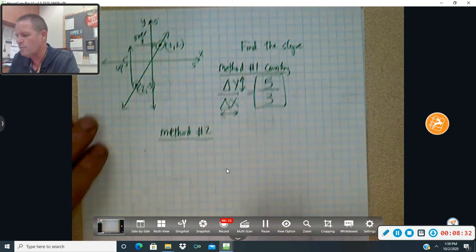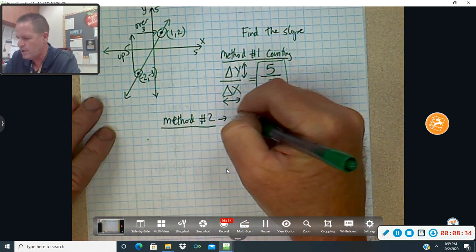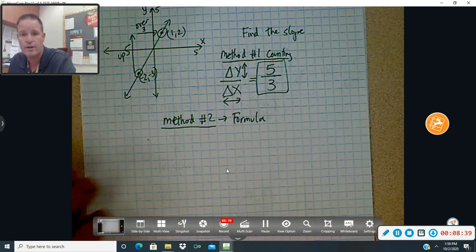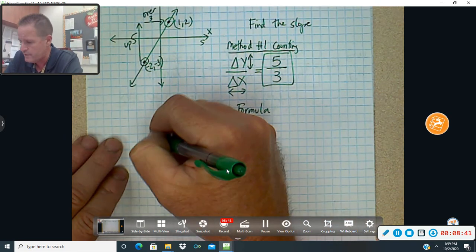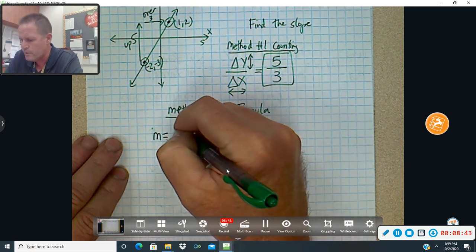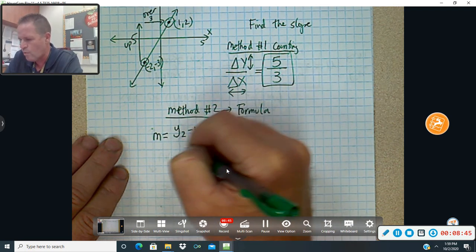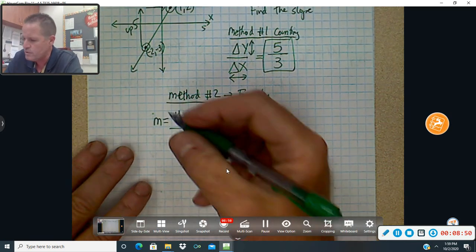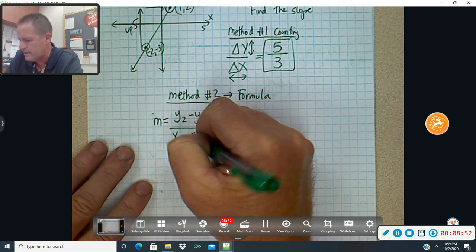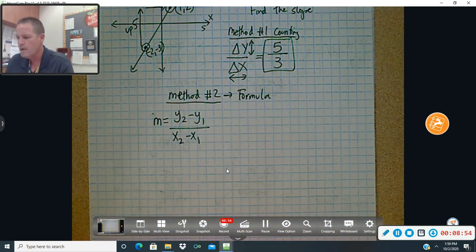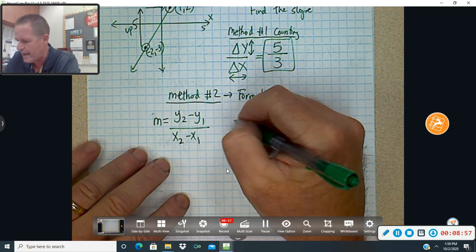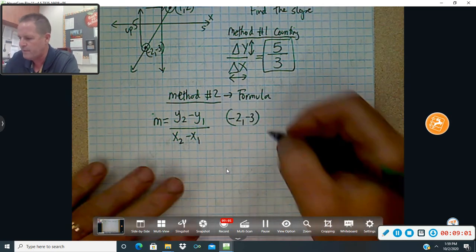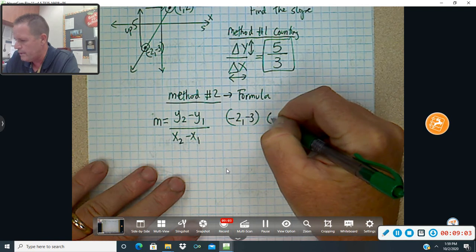Okay, so how do we use method number 2, which again is using the formula? Well, first thing you want to do is write down what the formula is. The formula is slope equals y2 minus y1 over x2 minus x1. You don't have this memorized yet, so you're just copying it right now. Okay, you're going to write your 2 points down. So I gave those to you on the graph. -2, -3, and 1, 2.